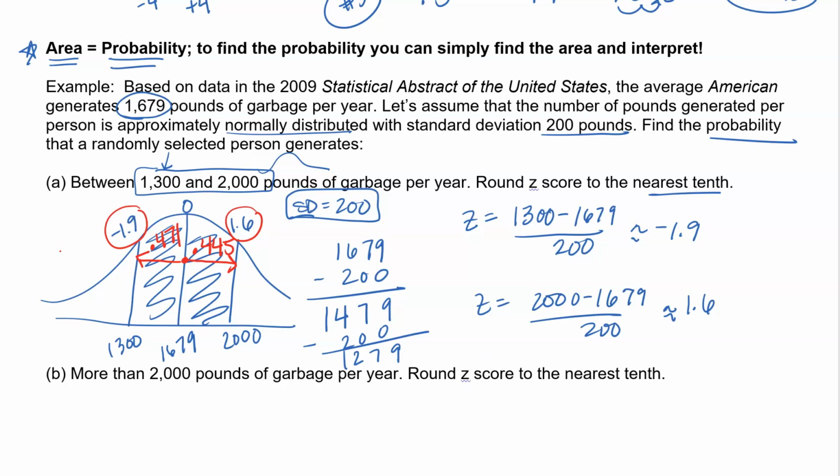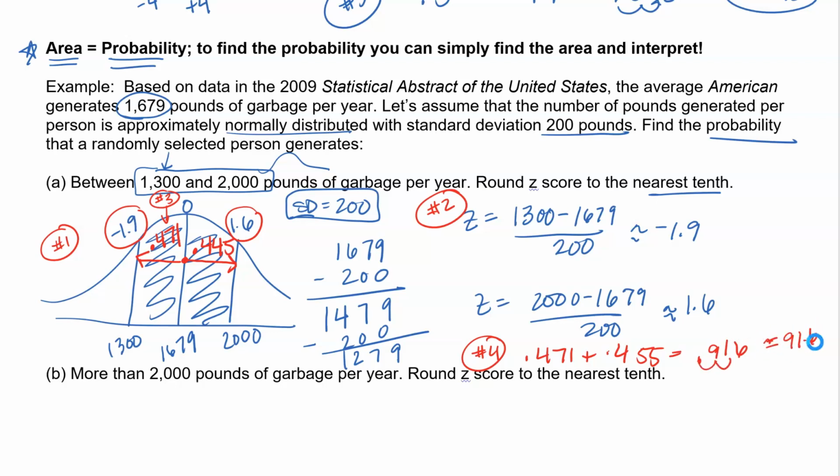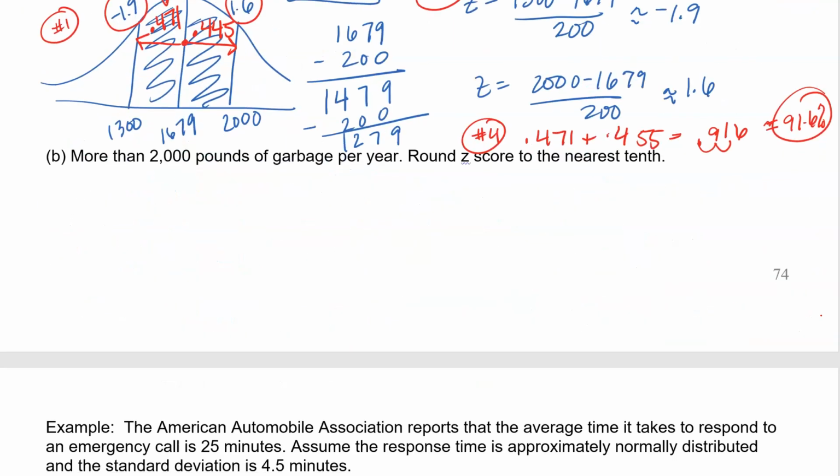Okay, so step 1 was to draw the picture. Step 2 was to find the Z-scores. Step 3 is to look up the areas on the table. And then step 4 is going to be to add those together, and I end up getting 0.916. And you could leave it like that, or if it asked for a percentage, then you could move the decimal and get 91.6%.